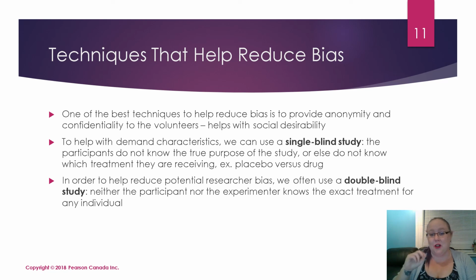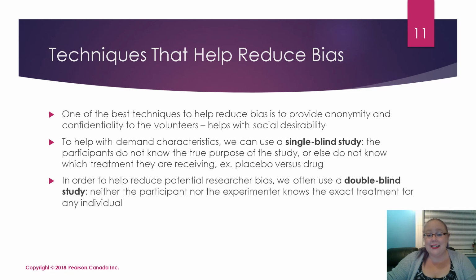Also, in order to help reduce potential researcher bias, like I just mentioned in the case of the maze bright and maze dull rats, we often use a double-blind study. So not only do we not tell participants what group they're in, we also don't tell the researchers. This can be achieved by having a third party who sorts the participants into one group or the other. If the experimenter who's running the data analysis and giving the instructions to participants doesn't know which group the participants are in, they can't unintentionally treat the groups differently based on which group they're in. So that can control for researcher bias as well.